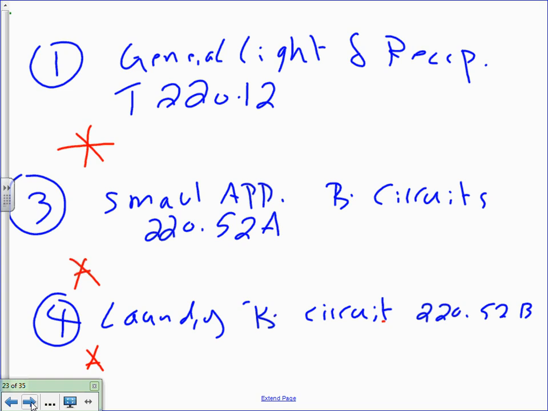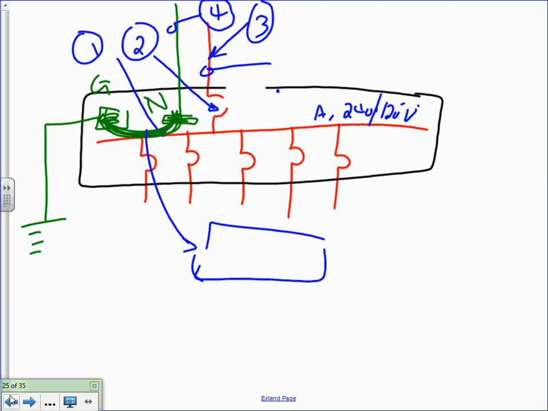Okay, the first thing for this building, step by step, is 220.12, which gives you general lights and receptacles, right? From the table, I don't know if I have the table here. Do I have the table here? I don't think I have the table here.